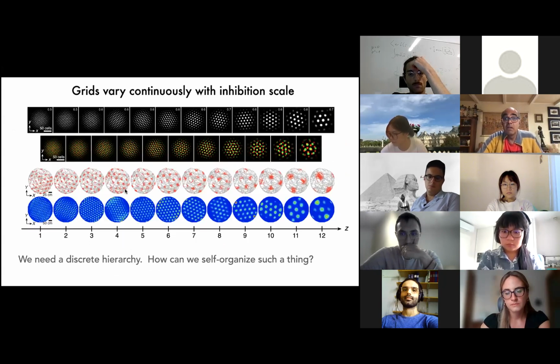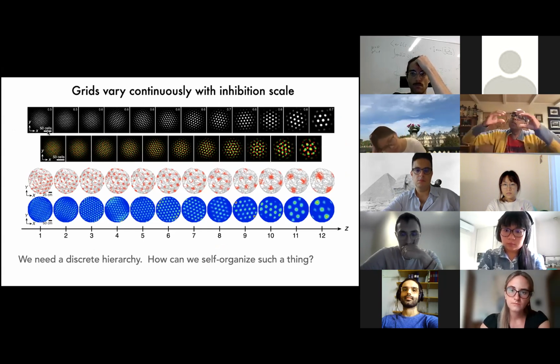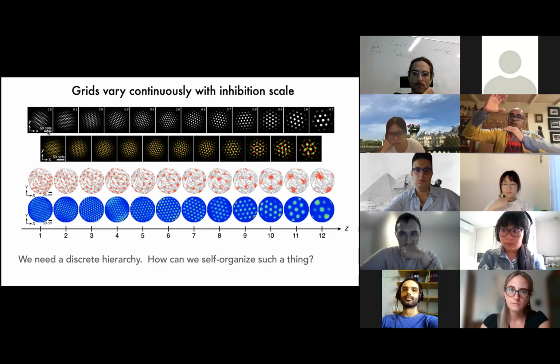What happens? Well, it's hard to see in these pictures actually, but you'll find that the scale of the grid increases in a continuous way too. So if you increase the scale of the inhibition continuously, the grid scale will increase continuously. But what we want is a discrete hierarchy. We want the grid system to have one period in this module and then jump discretely, not continuously, to the next period and then to the next period in some scaling way. So how can you self-organize such a thing?